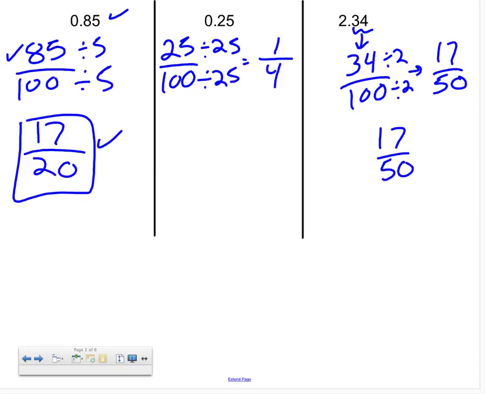But what do I do with that 2? Well, any number that's in front of the decimal simply gets written in front of the fraction. Okay? So this mixed number would be 2 and 17/50ths.